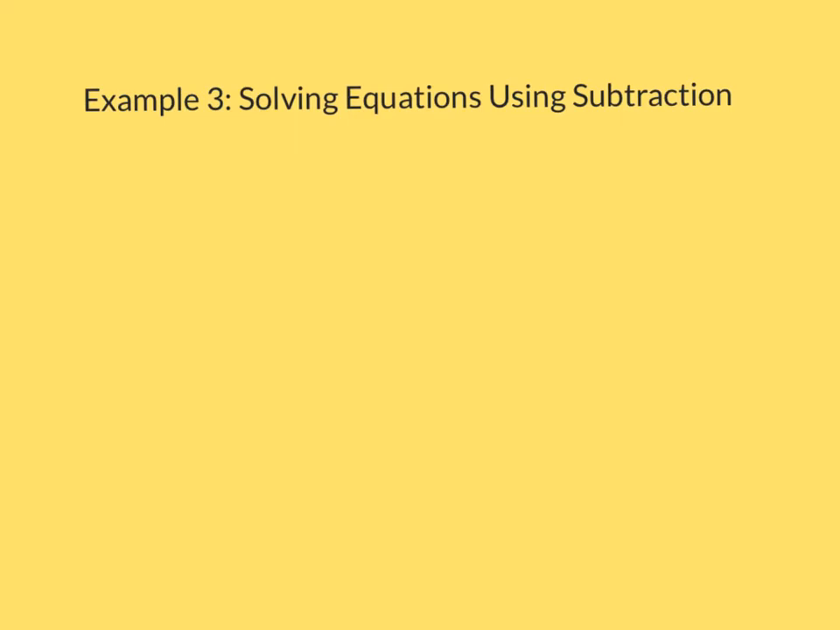Example 3 is solving equations using subtraction. So now we're just doing kind of the opposite of what we were doing. Here's an example. Pretty simple. Solve x plus 2 equals 9. So as before, we write out what our problem is. x plus 2 equals 9.